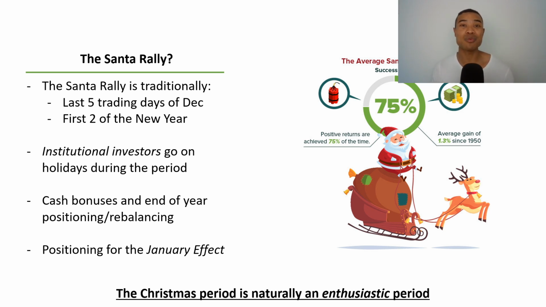Then for the end of year as well, we know that many different nations have their end of year periods ending on December the 31st. So often there are cash bonuses for the holiday season, and there could be end of year positioning and rebalancing for different funds as well as potential tax loss selling that might come into the Santa Rally. So people try to finalize their position for the new year. And then building on top of that, there is another effect, which is called the January effect.